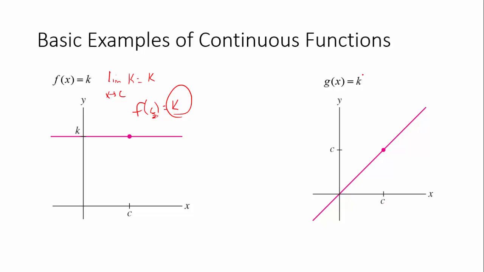Okay? A linear function, g of x equals x, will also be continuous because the limit as x approaches c of g of x is just going to be c, right there, which is another one of our limit laws. And g of c is going to equal c because, again, it's linear. There's your point. So the limit does equal the function value. Yes, it's continuous.